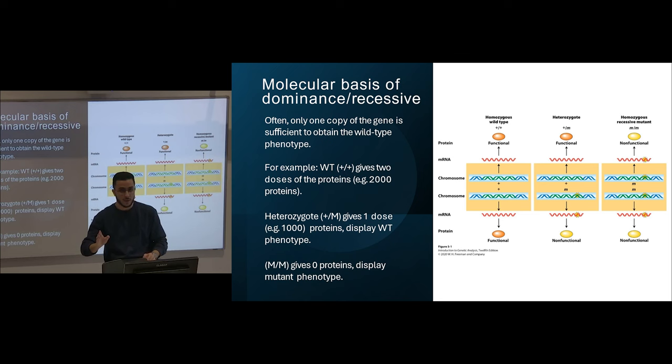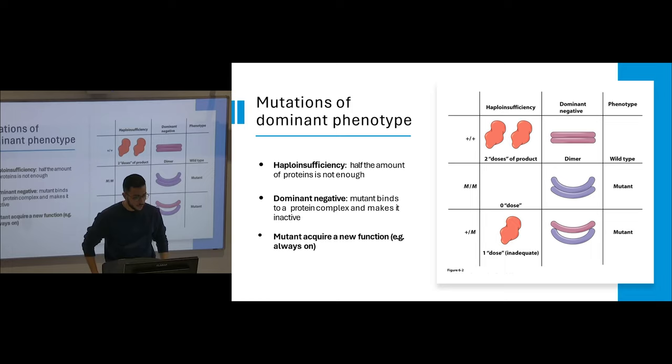So for the dominant phenotype, there's a few things that we have to think about. First of all, there's a concept of haploinsufficiency, which means that even though you have a dominant allele, it's not sufficient to produce the amount of proteins that you need for a healthy phenotype. And so this we call haploinsufficiency. For example, if one allele produces 1,000 and then the mutant produces 500 and you need, let's say, 2,000, then it's not sufficient to have just one of them. You need all of them. Does that make sense? Okay, good.